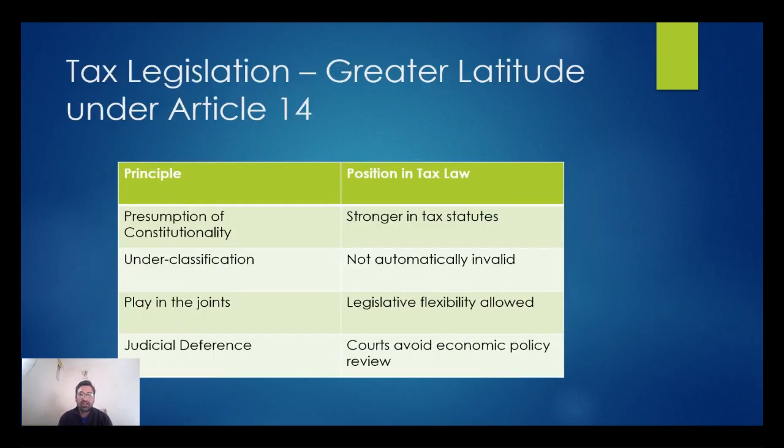Article 14 is also greatly interpreted by the Supreme Court of India, clearly stating that tax legislation has greater latitude. Here the principle is the presumption of constitutionality. Obviously, the tax law is presumed to be constitutional unless and until challenged by somebody. Under-classification is not automatically invalid. Where CAs were appointed only from certain partnership firms, while the rest of the firms were not eligible, the Supreme Court of India clearly said that the under-classification was invalid. We studied this in the previous video lecture.